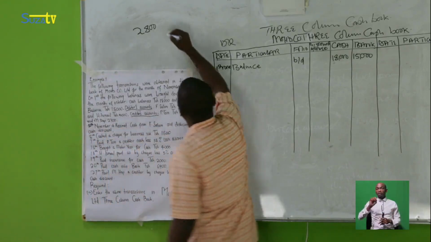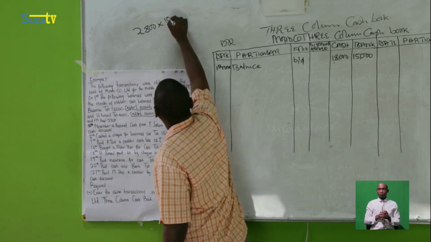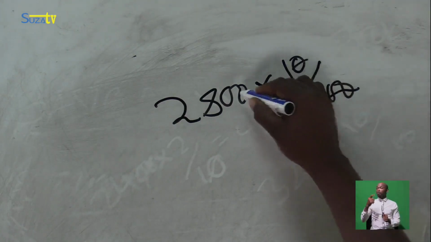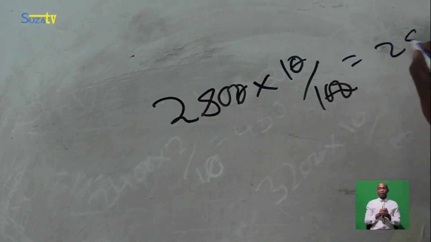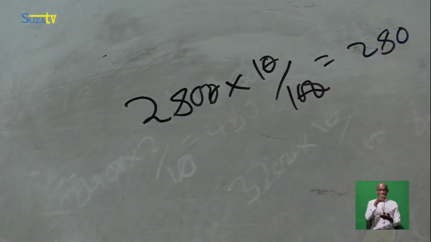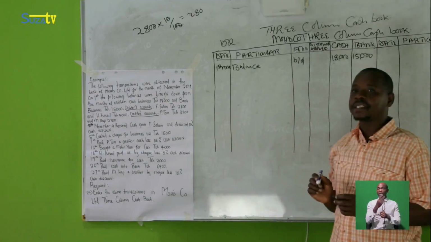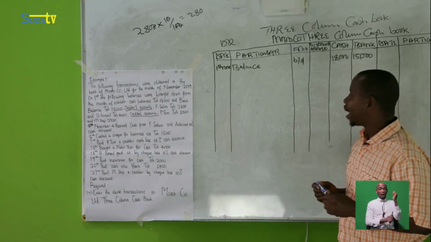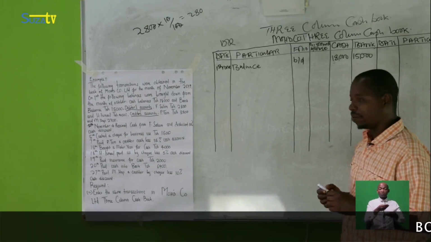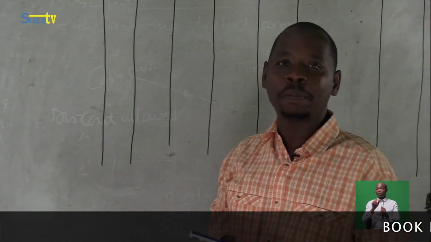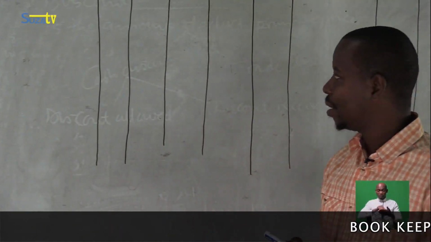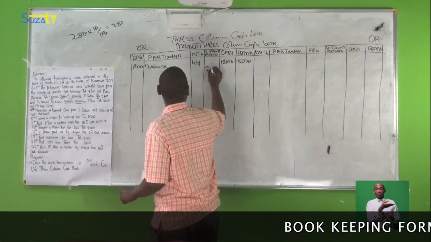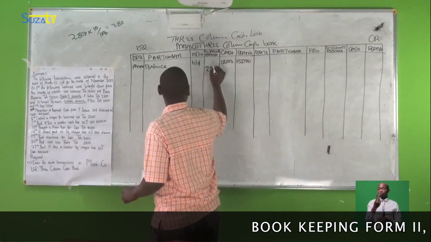Then you put here 10%. You got 280. 280 is a discount allowed because we sold goods to F. Salom, and now F. Salom paid us. You put it in this column, 280.